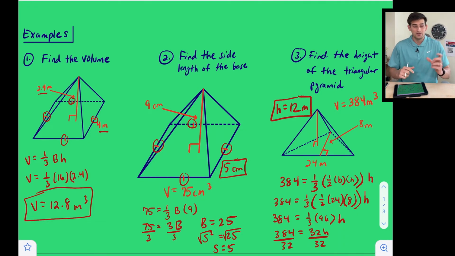We did have a 1/3 and a 1/2 in there. So I made the mistake of multiplying by 1/3 when we were working with just the area of the base. So don't let that happen to you, right?